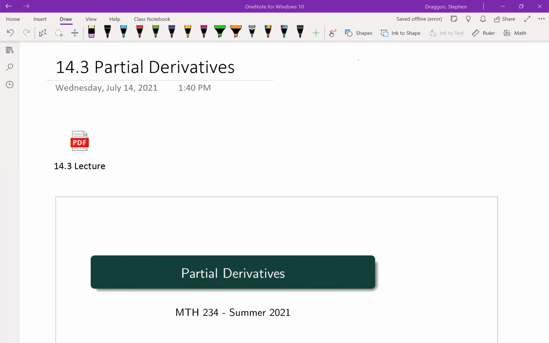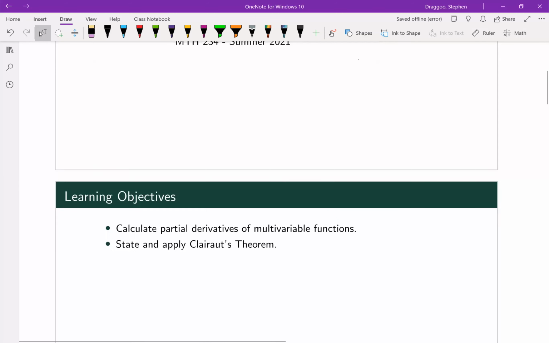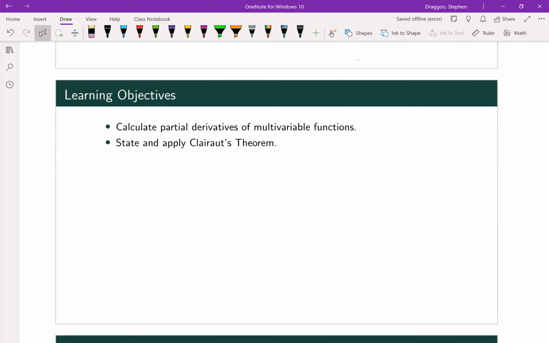Let's take a look at section 14.3, which covers partial derivatives. So a couple of learning objectives this time. That'll just be to compute partial derivatives of multivariable functions. And then we'll introduce one theorem at the end, that being Clairaut's theorem, which will relate some second order partial derivatives together.